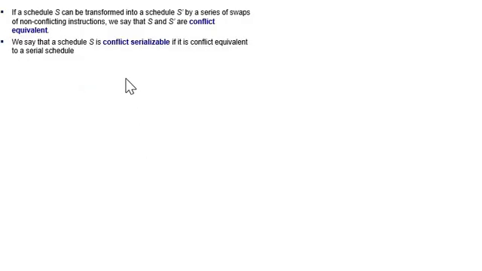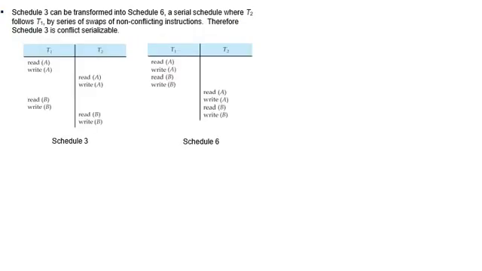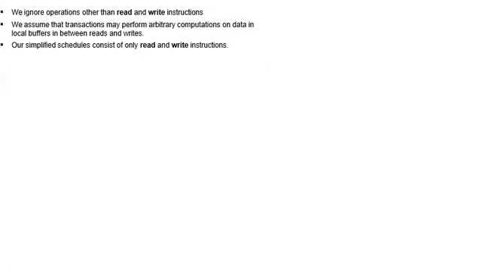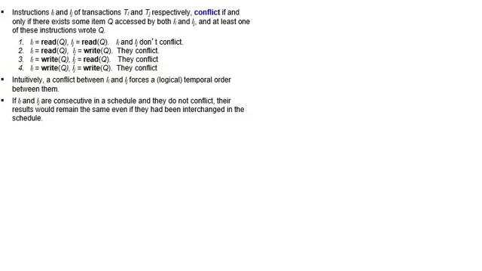Coming to serializability, conflict serializability and view serializability are the two categories. Conflict serializability deals with conflicting instructions. This is the same example we discussed for transaction control and serializability. Our simplified schedule consists of only read and write operations.